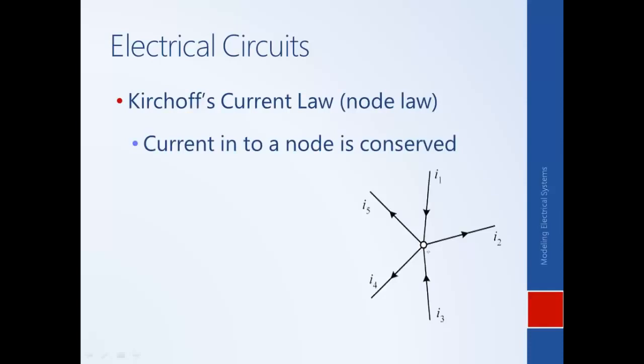So if we're considering a node in our circuit, this node does not accumulate any charge. Whatever current is flowing in must exactly equal the amount of current flowing out. Mathematically we could say it this way: I1 plus I3, the current into the node, is equal to I2 plus I4 plus I5, the current out of the node. And this is a notion that we've already talked about a little bit.